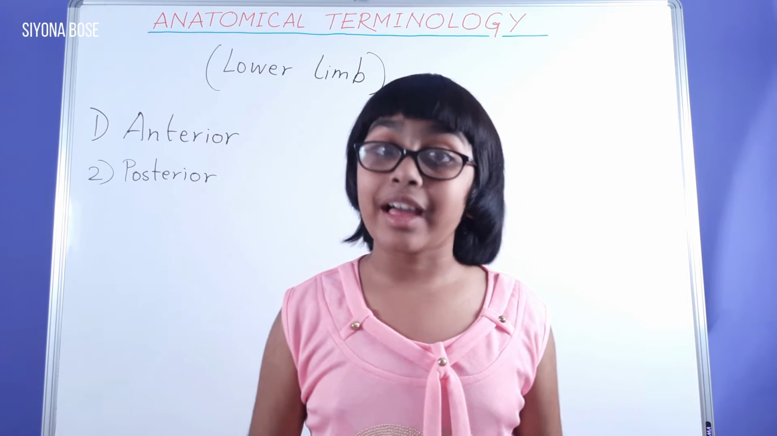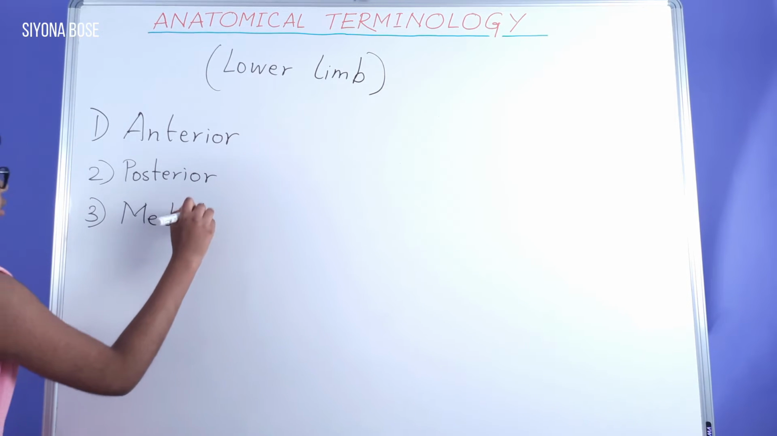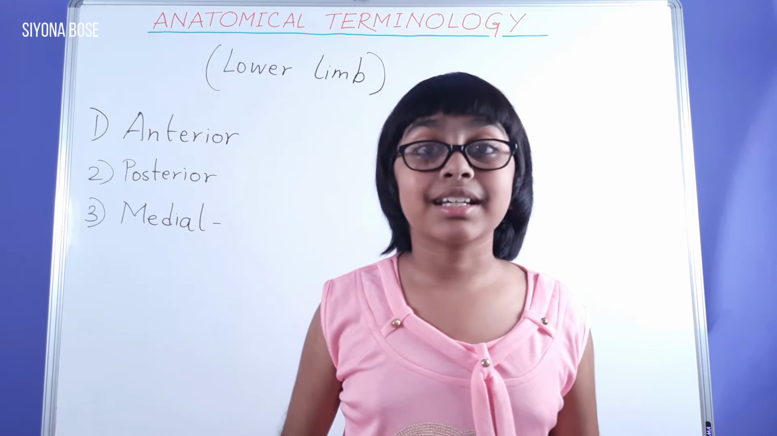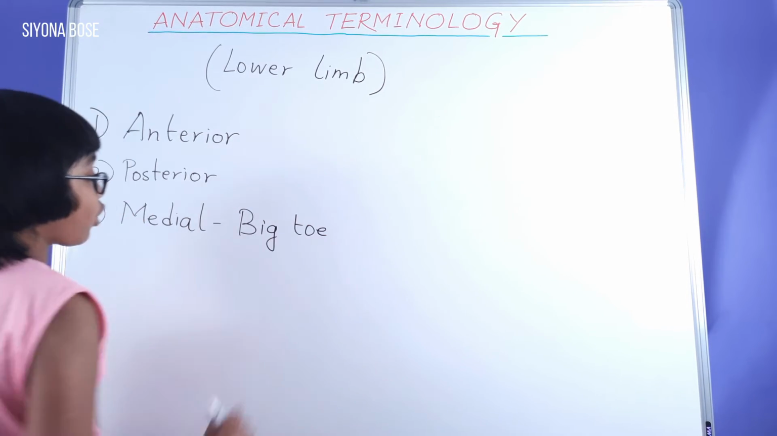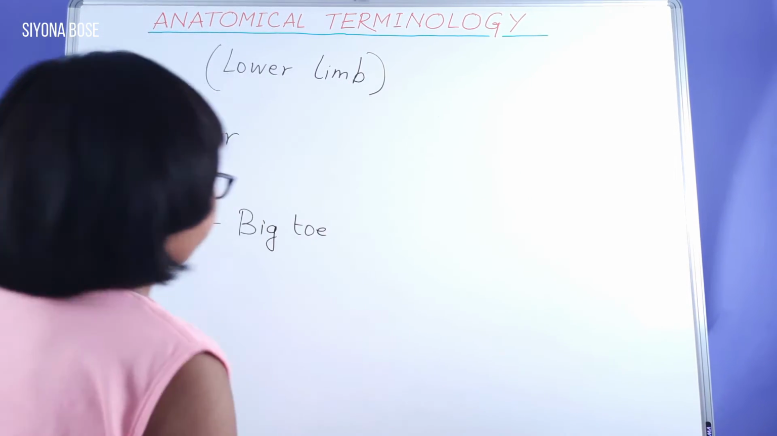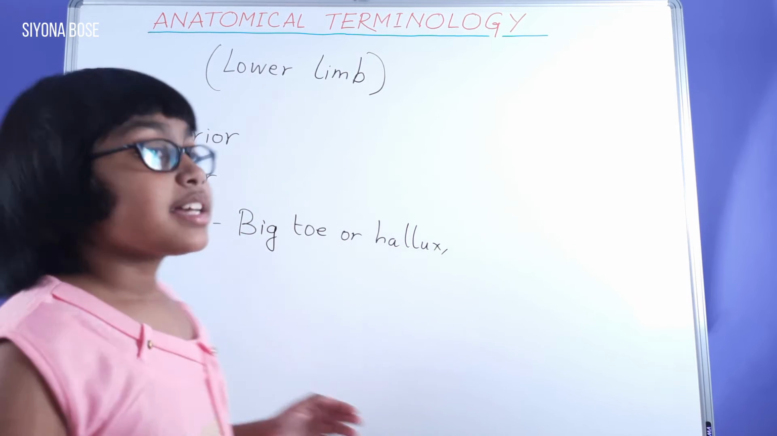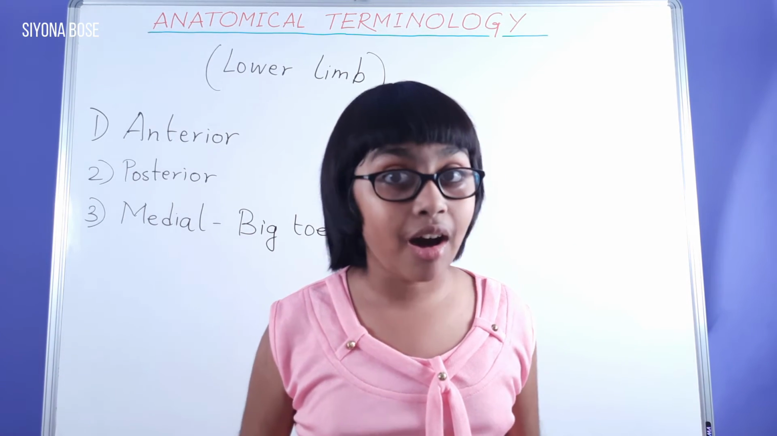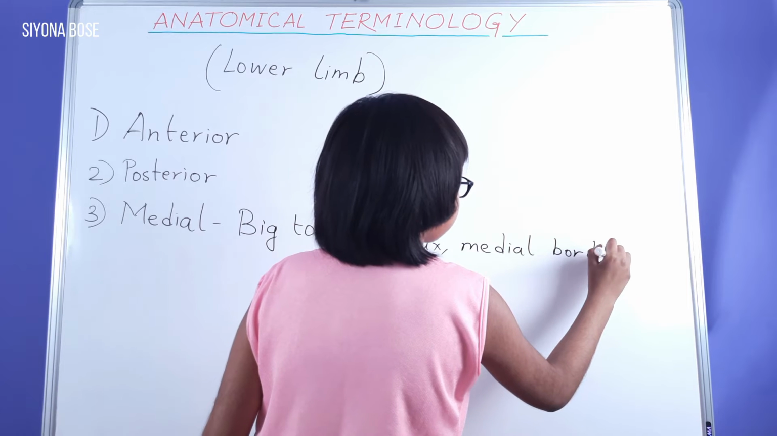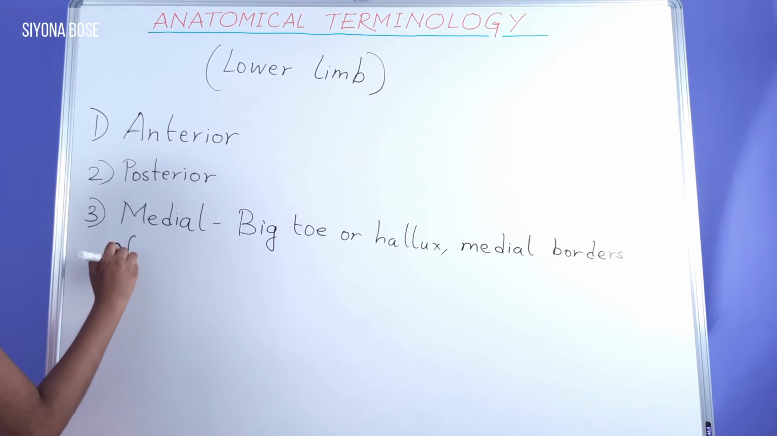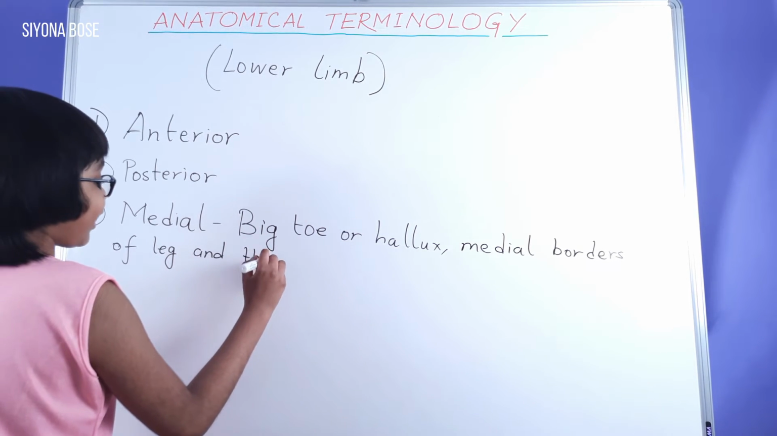Moving on to medial aspect. Number three, medial. And this medial aspect consists of the big toe, or in other words, the hallux. And the medial borders of the leg and thigh. Medial borders of leg and thigh.